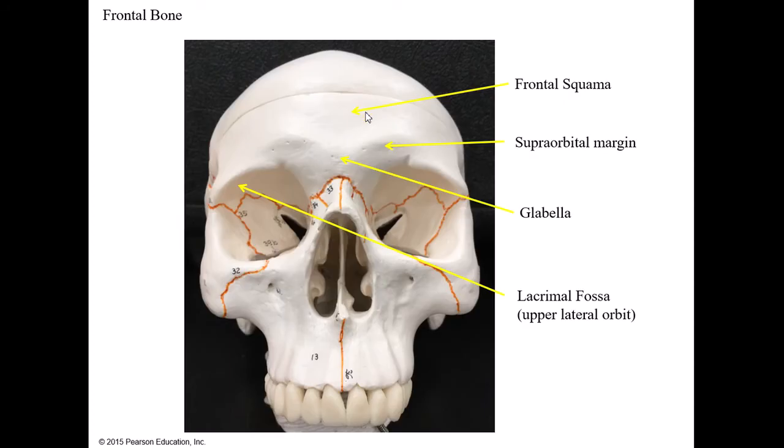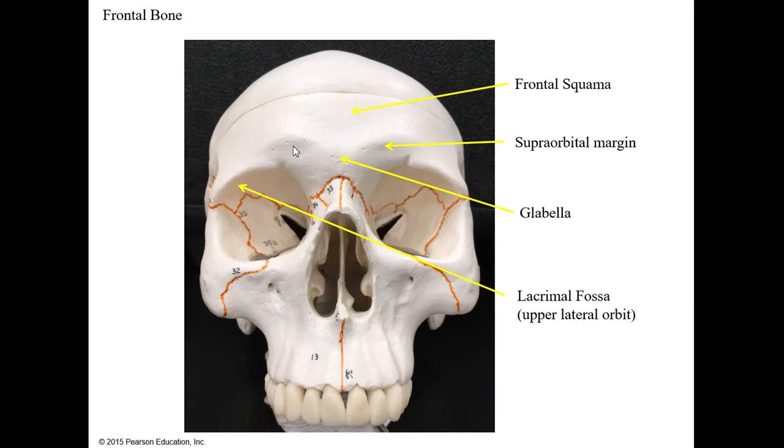So here is our model. You can see the frontal bone here. All of this flat part would be the squama. Here's the supraorbital margin, that ridge right there, the glabella. Then under here, we could see it a little bit better. All of this shallow depression, all in here is where the tear gland would sit. So we call this the lacrimal fossa.